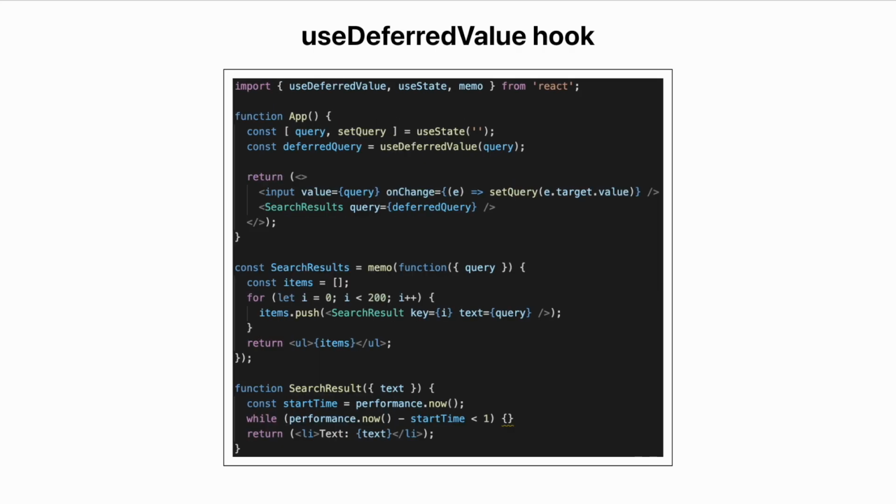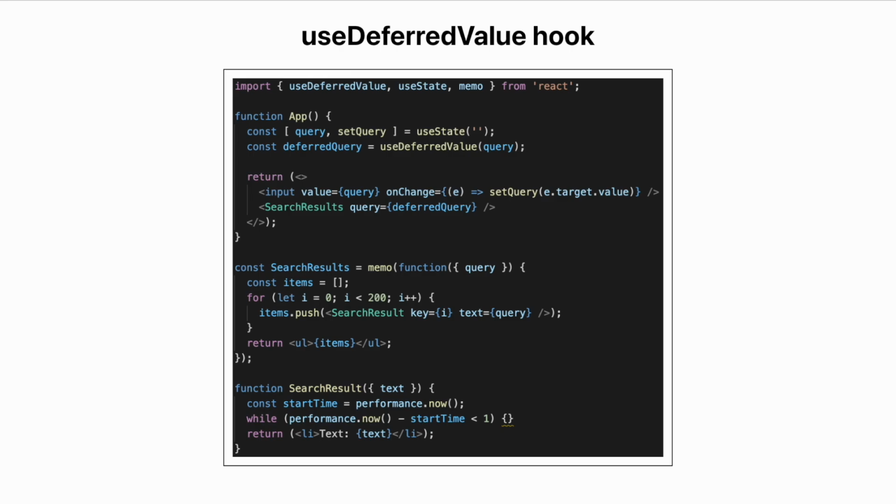useDeferredValue. It lets us defer updates to a part of the UI. useDeferredValue accepts two parameters. The first parameter is the value that we want to defer. The second parameter is the initial value. If this parameter is not provided, then the initial render is not deferred because there is no previous value. It returns the current value.